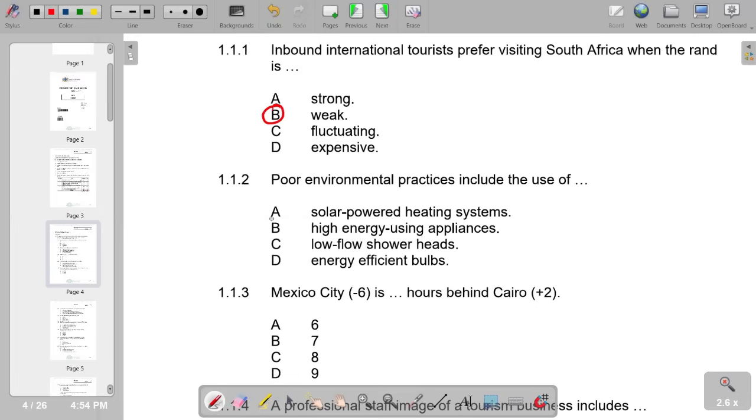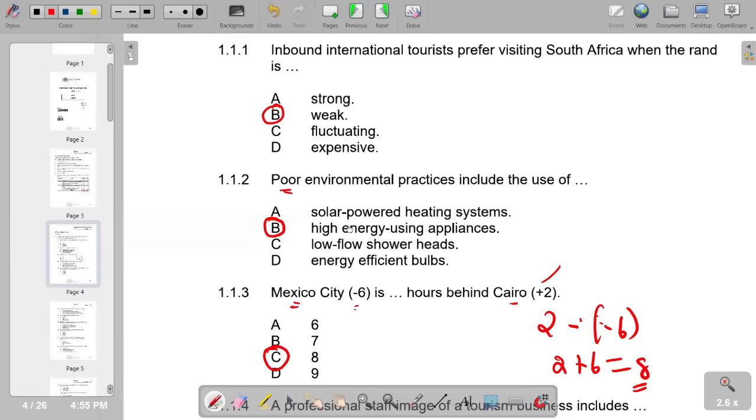Mexico City is -6, and then it is a dash hours behind Cairo. Cairo is +2. So in that case, we say plus minus the one that is negative, and the one that is ahead minus the one that is behind. The ahead one is Cairo, and the behind one is Mexico, since it's a negative. So we are saying 2 minus -6. A negative and a negative make a plus, so it becomes 2 plus 6, which gives you 8. So we have 8 as the correct answer, which is C.